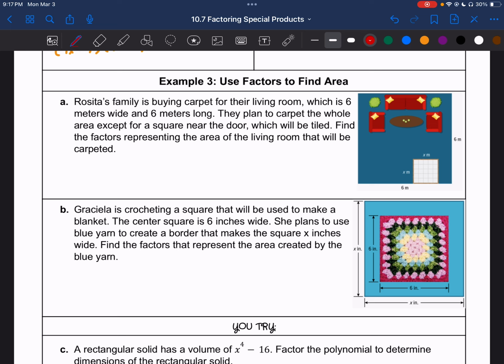All right, so we know that the area of the whole thing is 36, and we're taking away the area of the small inset by the door, x squared. That is the difference of two squares. So you have 6 squared minus x squared. And I put my parentheses on the wrong side of it. There's the x. And that is going to give me 6 minus x, 6 plus x as my two factors.